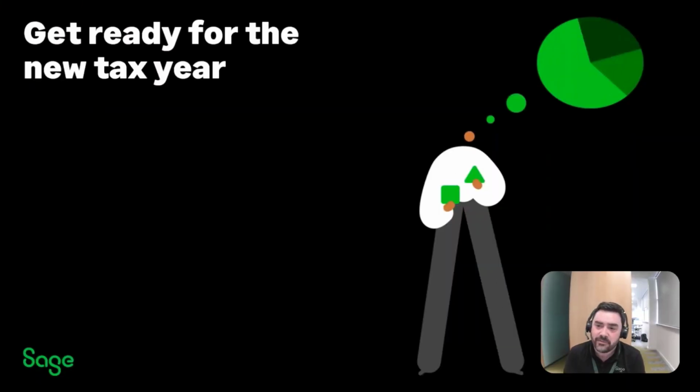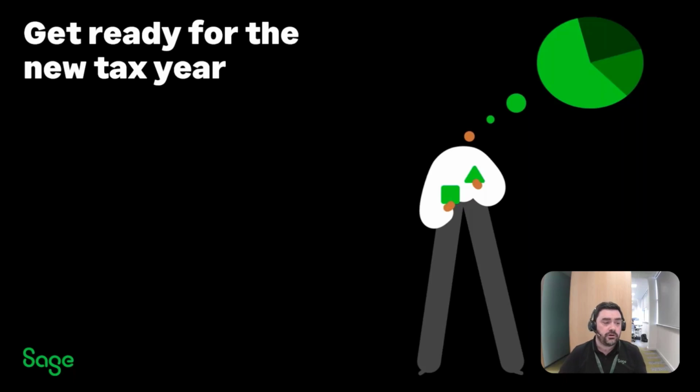So you've just seen the year-end process there end to end, and you can get on with that just as soon as you're ready. You don't need to wait for any of these deadlines or indeed the end of the tax year. Once you've completed all the preparation, you can get that out of the way, and you can then start thinking about getting ready for the new tax year, which begins on the 6th of April.